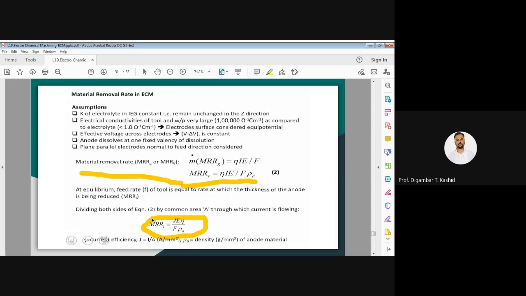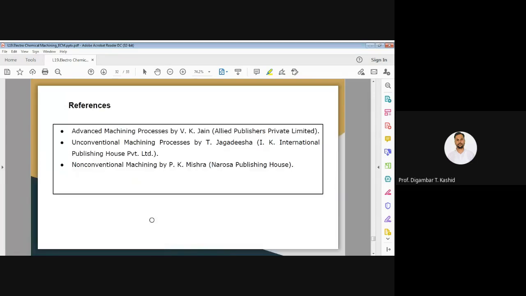For more details, you can refer to that book also. So this is about electrochemical machining. So this book you can refer.